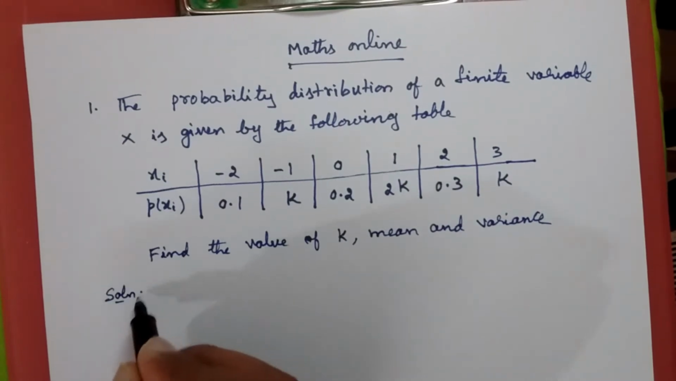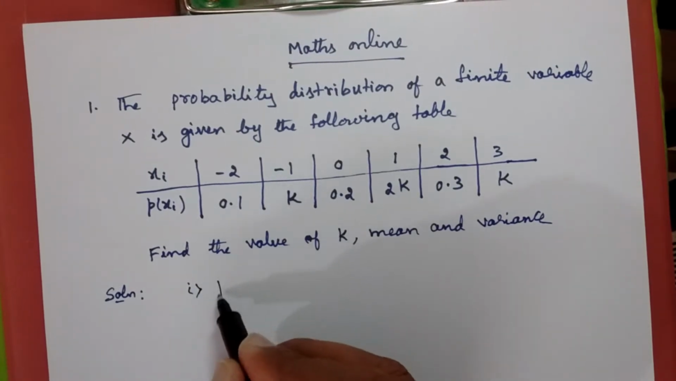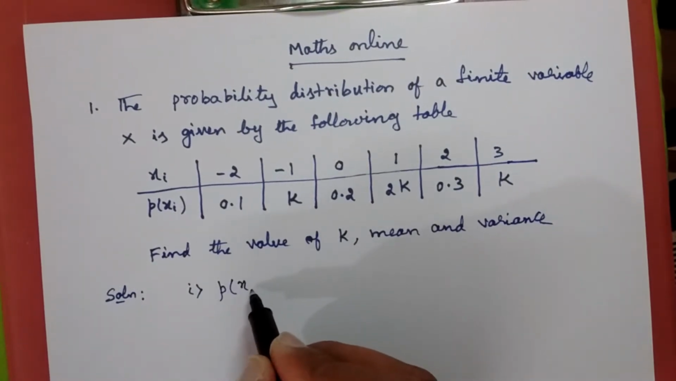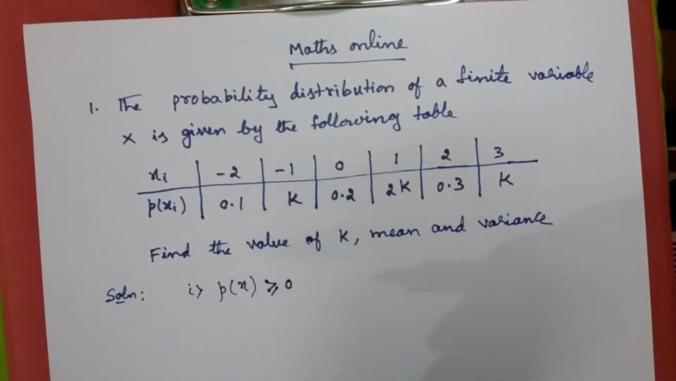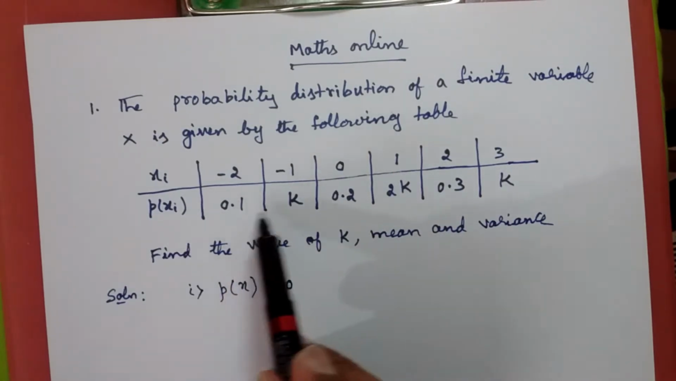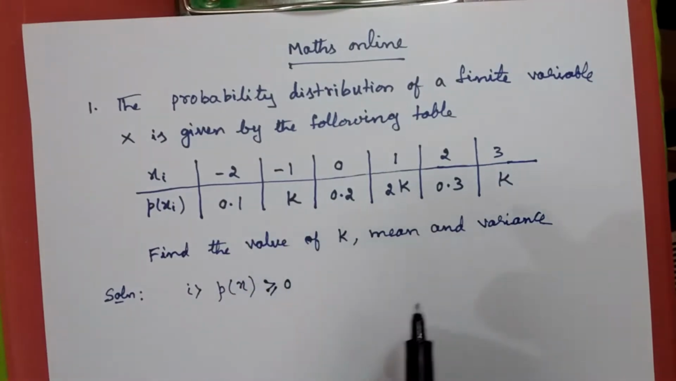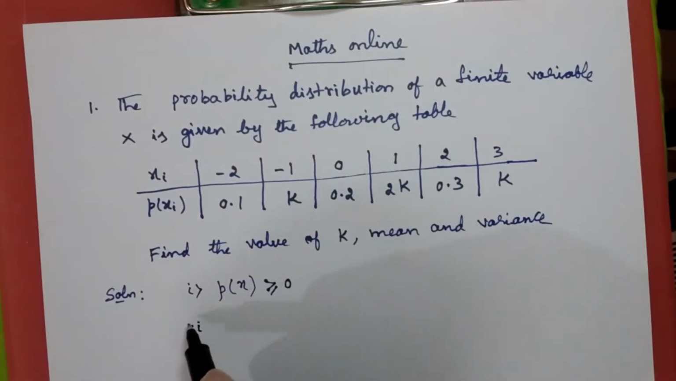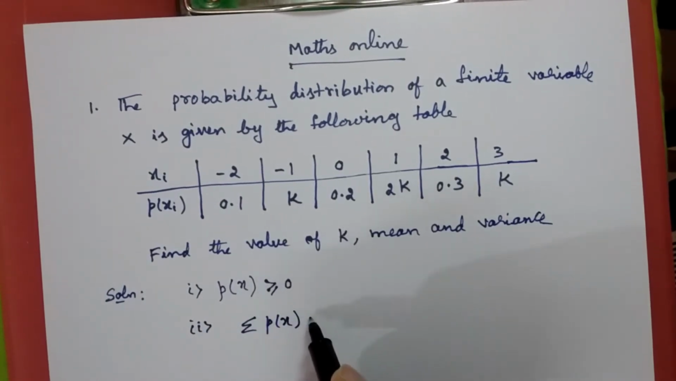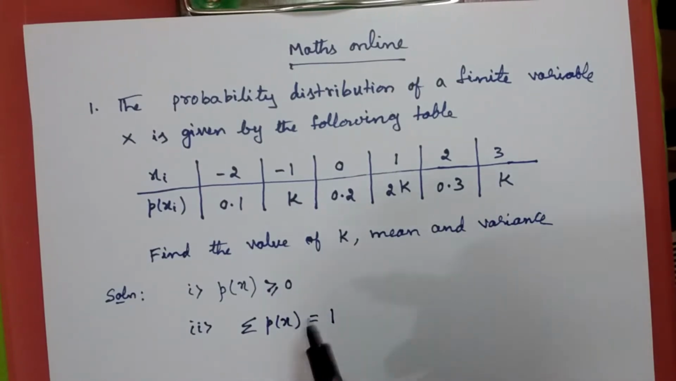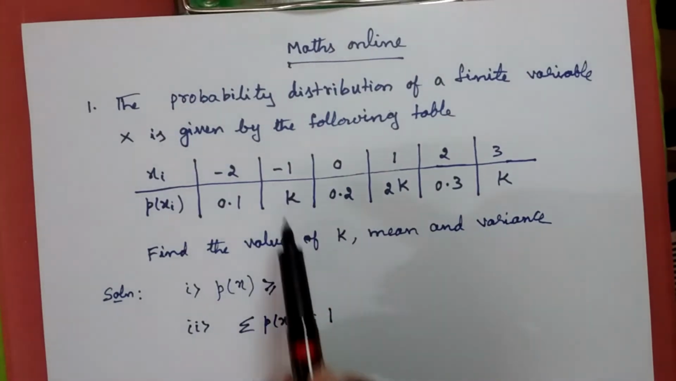As we know, for a probability distribution, two conditions have to be satisfied. The first condition is p of x should be greater than or equal to 0. We observe here that the values of p are positive, and if k is greater than 0, then this condition will be satisfied. The second condition is that the summation of p of xi should equal 1. That means when you sum up all these values, it should equal 1. So let us use this condition and find the value of k.